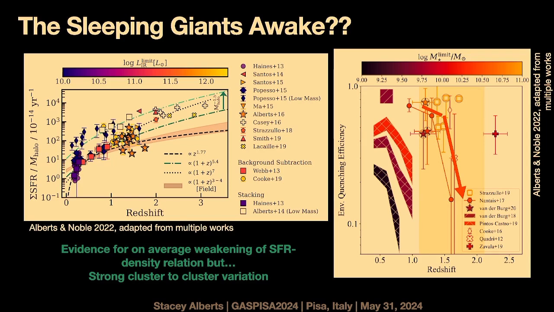And then you can see this over here in the environmental quenching efficiency as well. This was a sample of, I forget how many clusters it was, but you can see that the environmental quenching efficiency drops as we go past this redshift 1.5 epoch.